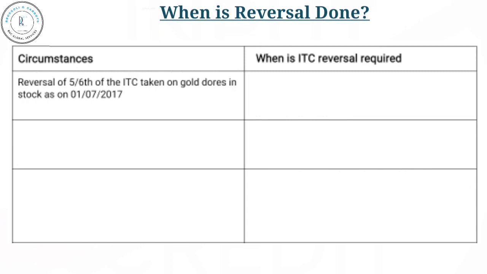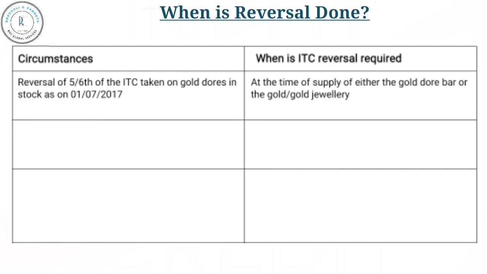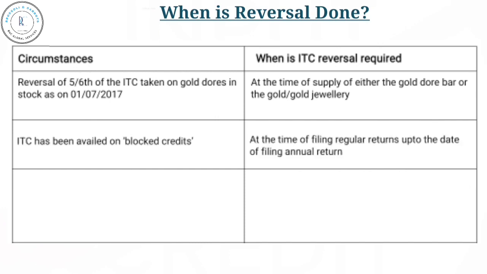Reversal of 5/6 of the ITC taken on gold dore in stock as on January 7, 2017: at the time of supply of either the gold bar or gold jewelry. ITC has been availed on blocked credits: at the time of filing regular returns, up to the date of filing annual return. Inputs used in goods that were lost, destroyed, stolen, etc.